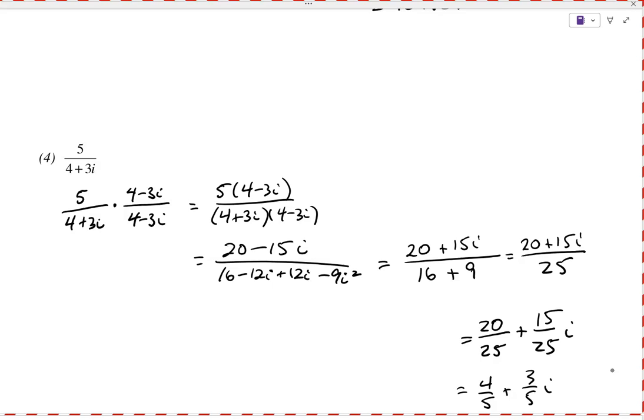Questions on that one? Yes. How does the 20 minus 15i go from... Oh, jeez, Louise. No, that's me. I just did it again. It's a minus sign. I was thinking about the plus sign in the denominator. That should be a minus sign on the top. Thank you. Other questions on that one? Sorry about the typo.